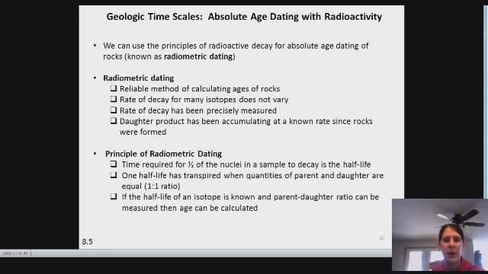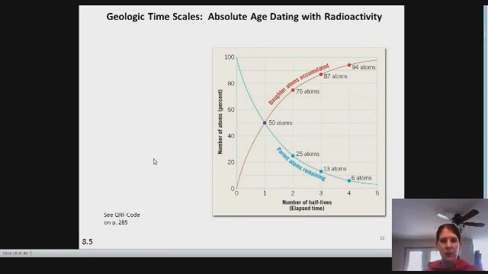One half-life has transpired when quantities of parent and daughter are equal in ratio. If the half-life of an isotope is known and the parent-daughter ratio can be measured, then age can be calculated. So here, say we started with a parent atom of uranium, and it's 100% uranium, 0% lead. And then as time elapses, we get to a point where we have 50% uranium and 50% lead. This is 1 half-life. And then if you continue on, you get to a point where you have 25% uranium and 75% lead. This is a second half-life because you've gone from 50 to 25.